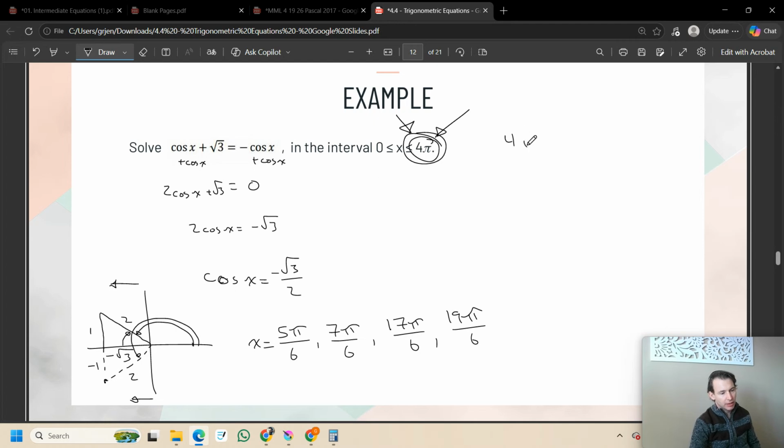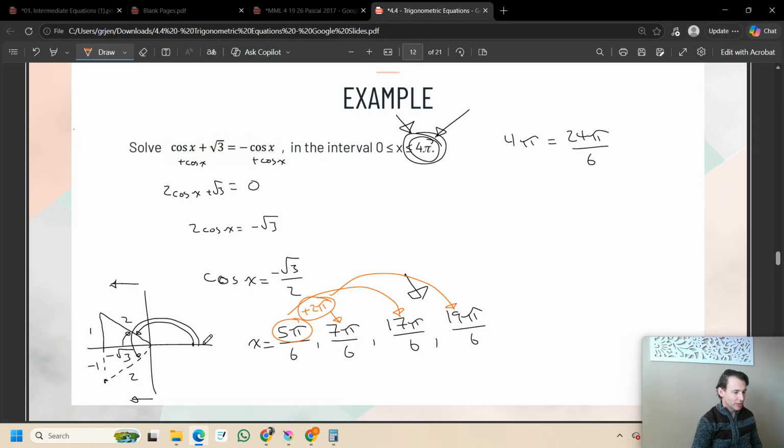4 pi is the same thing as 24 on 6 pi. So 19 is less than 24, I think you'll agree. So I definitely need these two solutions. But how did I know they were there? I just use the period, right? I'm just going to add 2 pi to this one and get that one. Add 12 pi to the numerator, okay? And then I'm going to add 2 pi to that one and get that one. That's all. This is all you need to do, okay?